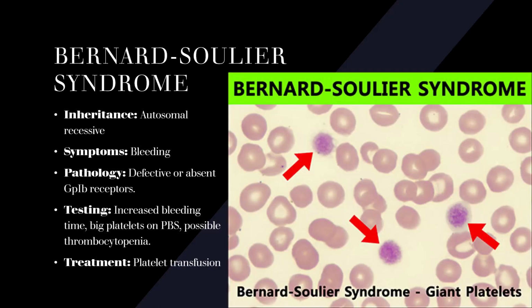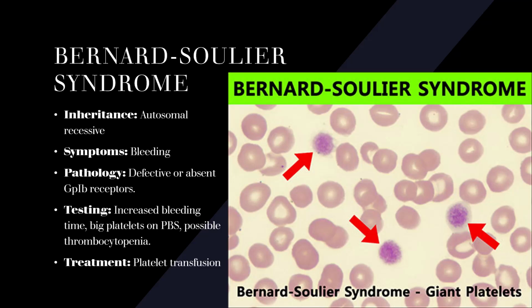The next disease state we have here is Bernard-Soulier syndrome. This is autosomal recessive. The symptoms are the same as von Willebrand disease. You're going to have those superficial bleeds, nosebleeds, heavy menses, etc. The pathology on this disease is on the other end of the von Willebrand connection. You have a decreased number or absence of GP1B receptors. So it's the receptor that connects to von Willebrand factor.